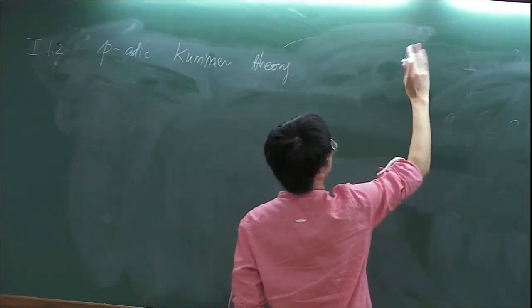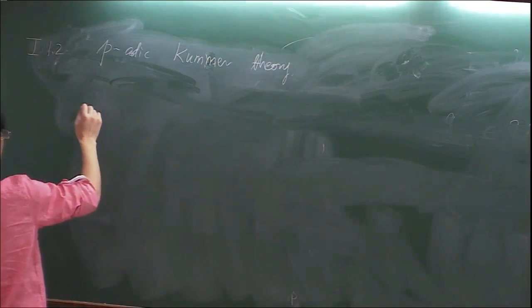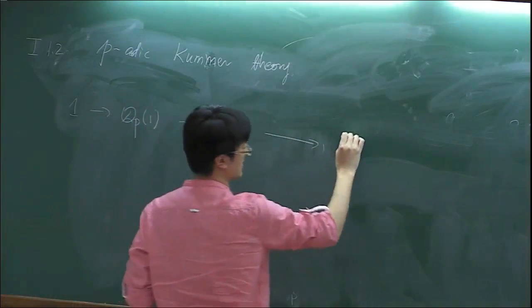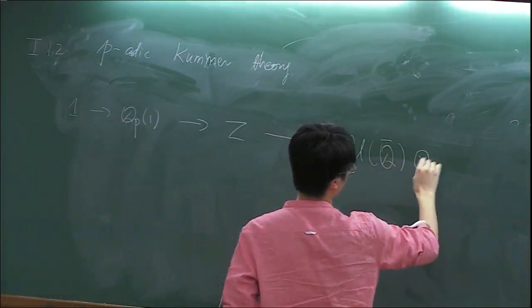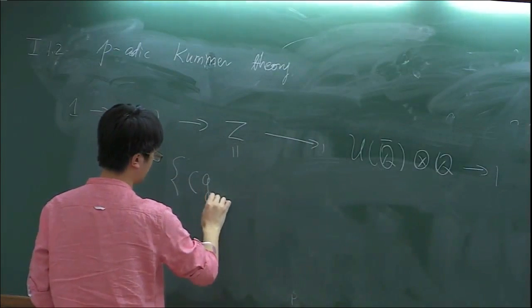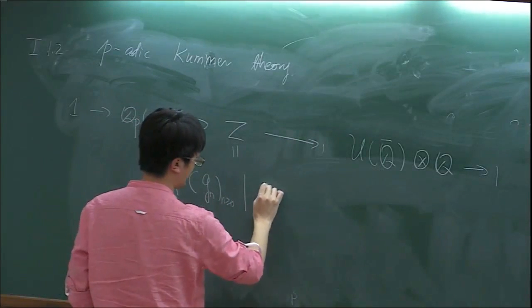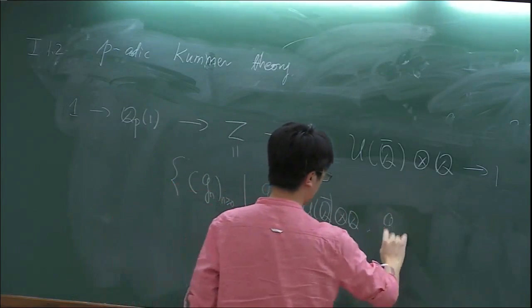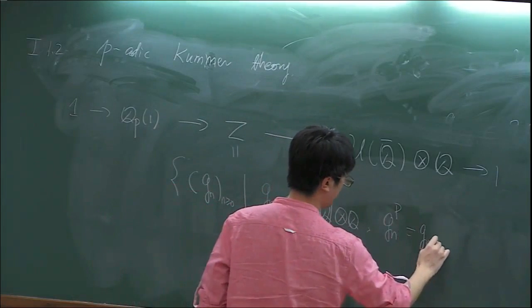Now, for simplicity, for notation, I put X_1 equal to A_F. Okay. So we have an exact sequence of 1 to Q_p(1) to Z to this U bar tensor Q, 1. And here Z is defined as a sequence of g_n, such that g_n to the power p equals g_{n-1}.